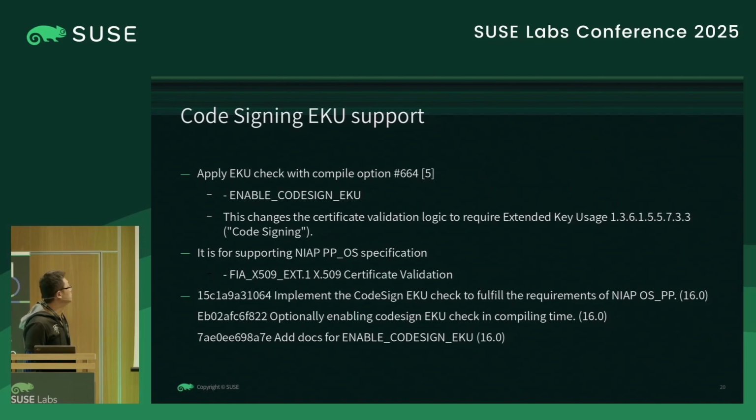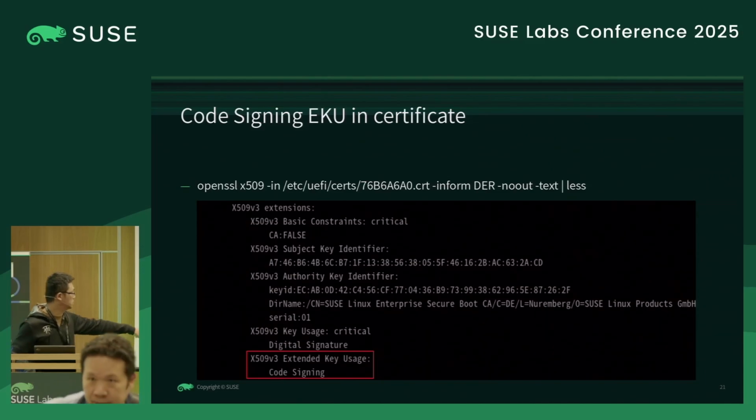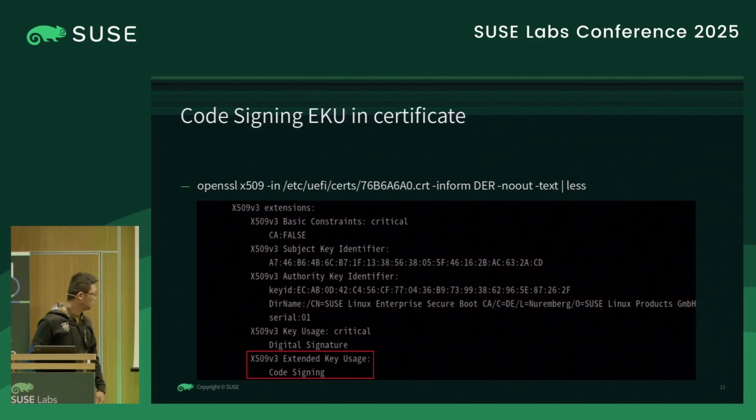Signing EKU support: we contributed this function to the Shim, but actually we already supported it a couple of years before, because we wanted to pass the NIAP PP OS certification. So Gary Lin, who is in the SLE team now, developed the original patch. Then Dennis Zheng developed another one, and we pushed it to the upstream. So now Shim officially supports this function. If you use the openSSL tool to show our CA, you will see the extended key usage is codesign.